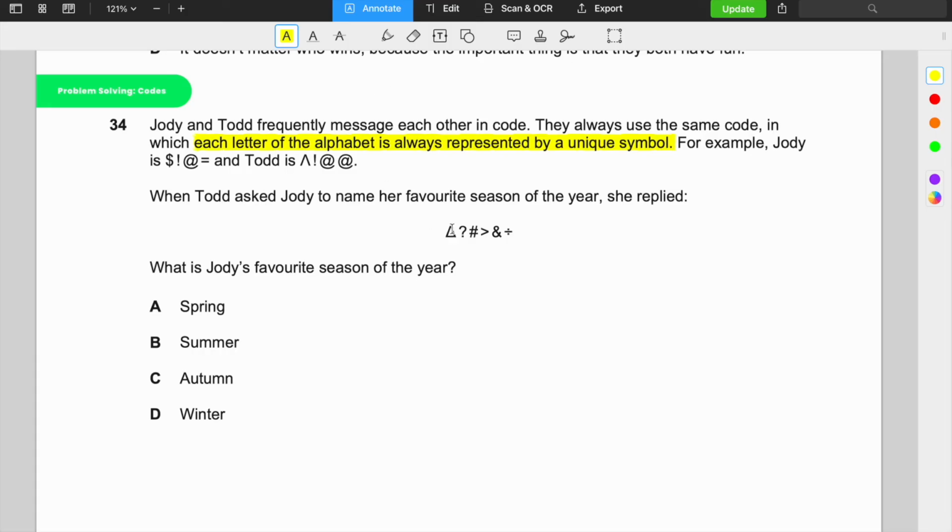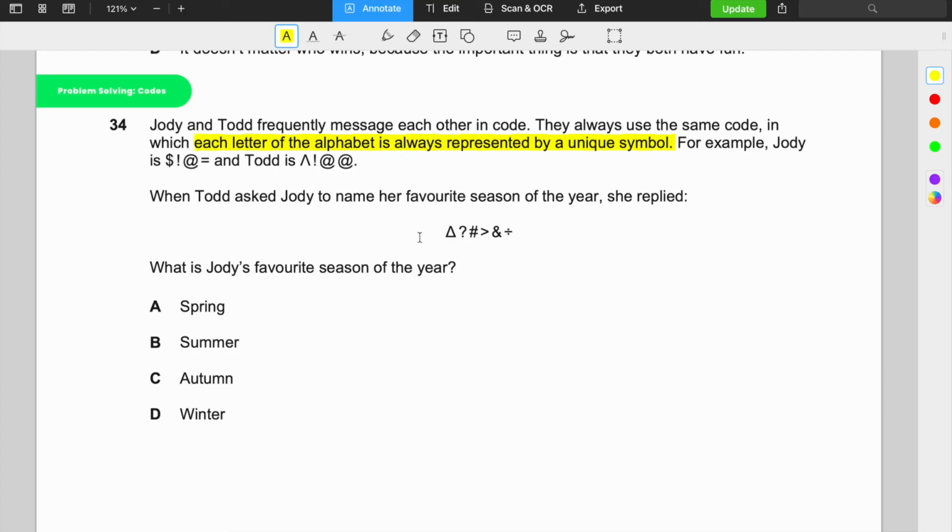So if you look at the symbols in the code, none of them are the same as the symbols in their names, right? We don't have a triangle anywhere. We don't have a question mark anywhere. We don't have a hashtag anywhere. We don't have a greater than symbol anywhere. We don't have any of these symbols in their names.